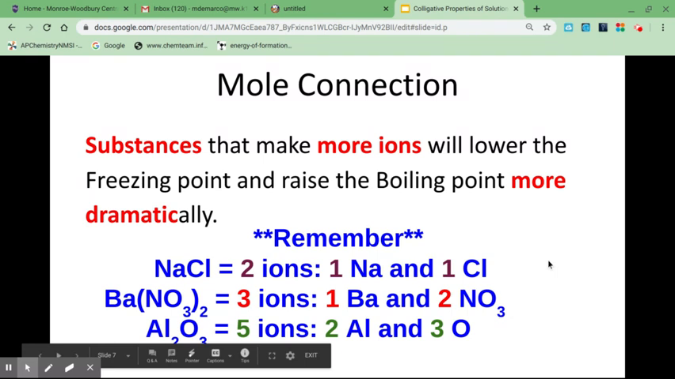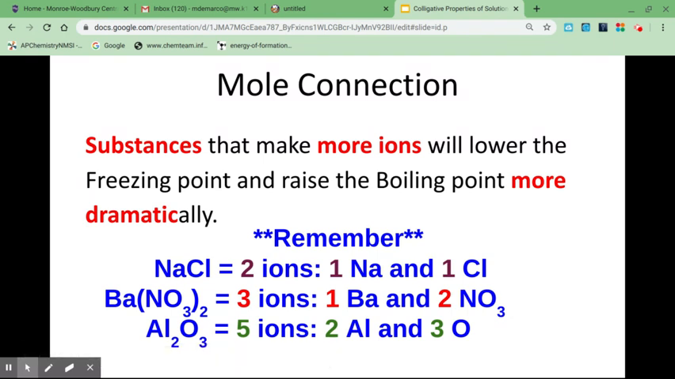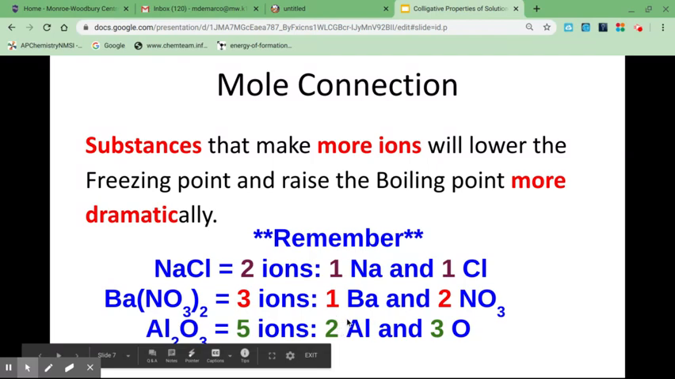The last example that I gave you was aluminum oxide. Aluminum oxide, Al2O3, notice is going to have 5 ions. That's because there's 2 Als and there's 3 Os. Now, I left out the charges here because all we're counting really is the formula units to get to the correct answer. You would want to make sure you put ions in there if you are writing out these reactions.